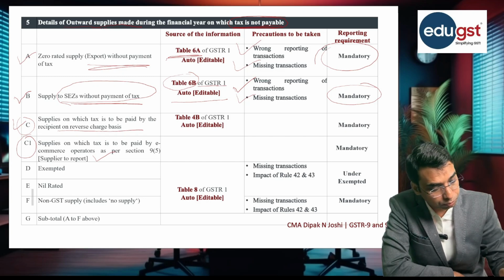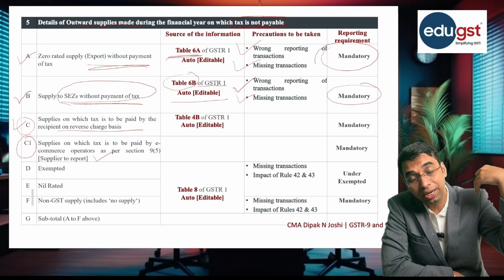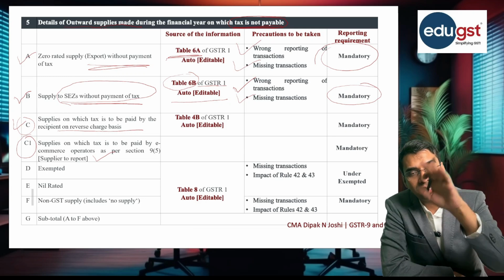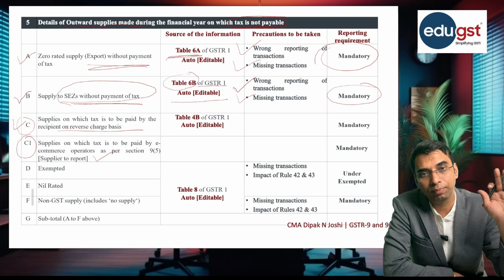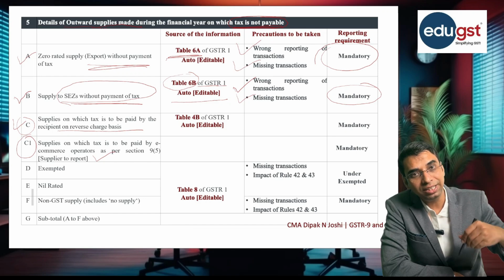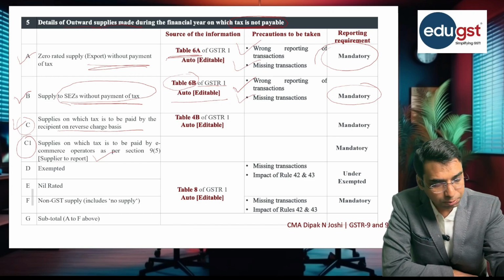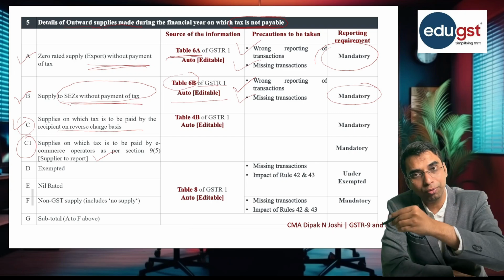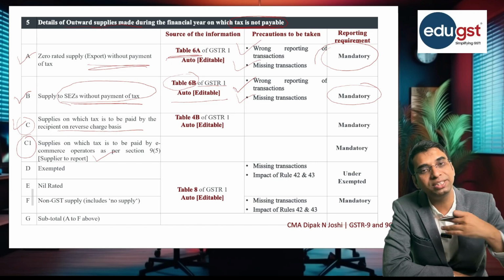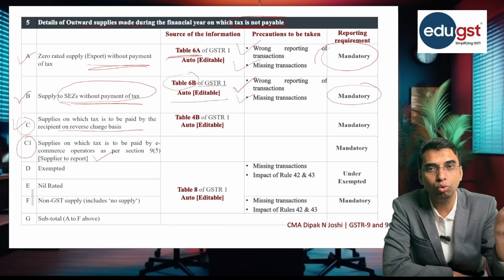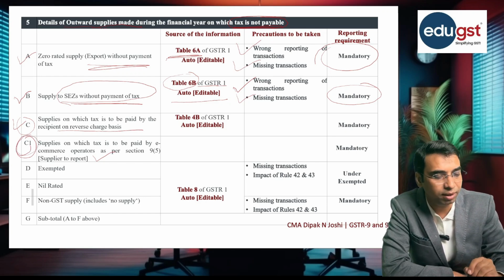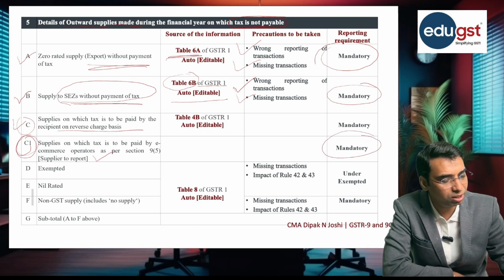So in that case, in table number 4G1, e-commerce operator is required to furnish the information of supplies on which tax is paid by the e-commerce operator. Now in 5C1, supplies on which tax is paid by the e-commerce operator as per section 9(5) on behalf of the supplier is required to be reported. तो इस case में जो restaurants हैं जिन्होंने e-commerce operator के through supply किया था उनको information देना है इन table number 5C1. Again, furnishing information in 5C1 is mandatory.